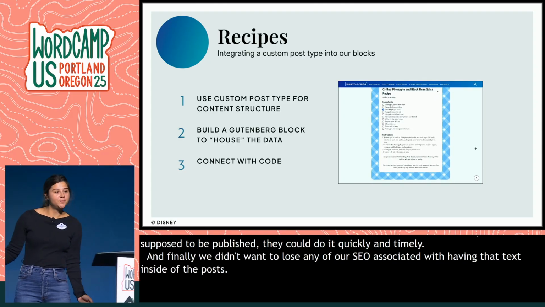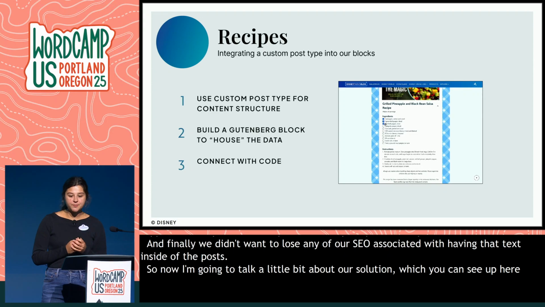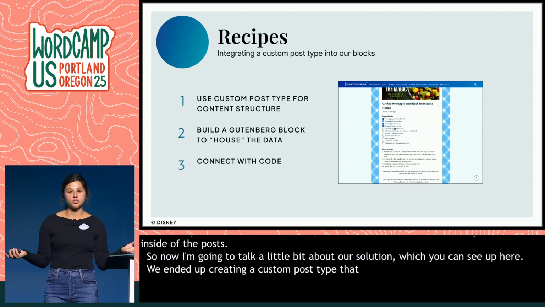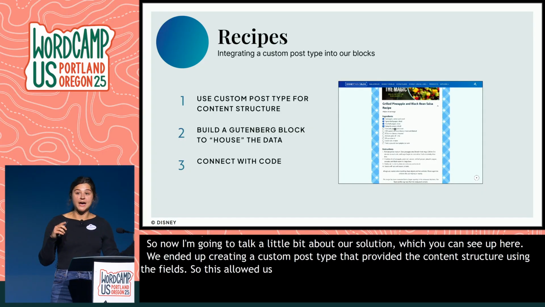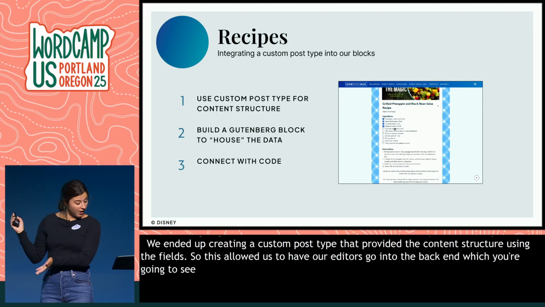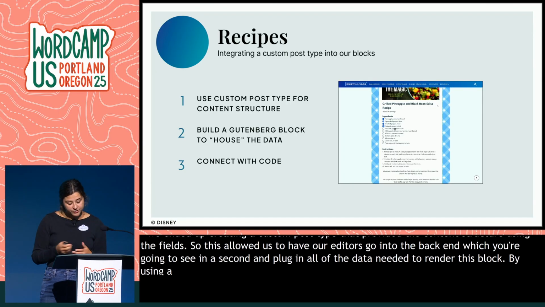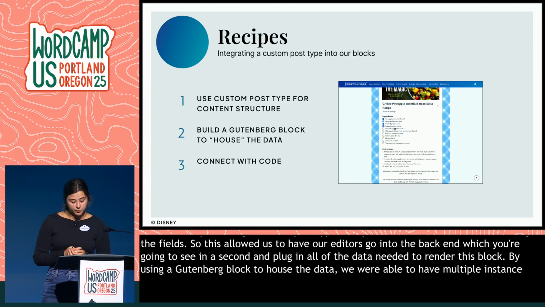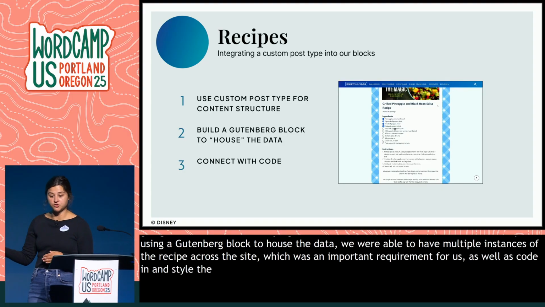So now I'm going to talk a little bit about our solution, which you can see up here. We ended up creating a custom post type that provided the content structure using the fields. So this allowed us to have our editors go into the back end, which you're going to see in a second, and plug in all of the data needed to render this block. By using a Gutenberg block to house the data, we were able to have multiple instances of the recipe across the site, which was an important requirement for us, as well as code in and style the information architecture and the visuals, as you're also able to see.